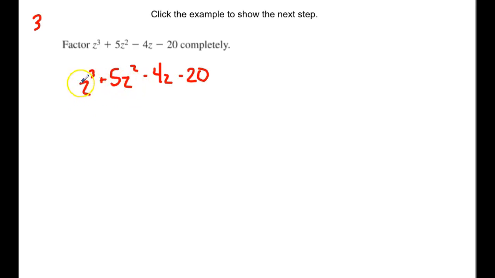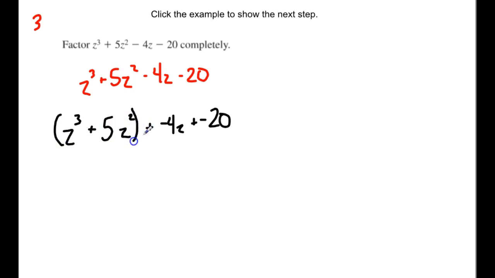So now I'm just going to group this. One thing we want to do when we're grouping is make sure that I don't lose negative signs. In order for me to keep that straight in my mind, I go ahead and make everything a plus. So it's going to be z cubed plus 5z squared plus a negative 4z plus a negative 20. Now that I have plus, I'm just adding. Now I can group in any order that I need to. So I'm going to group my first 2 terms and my last 2 terms.